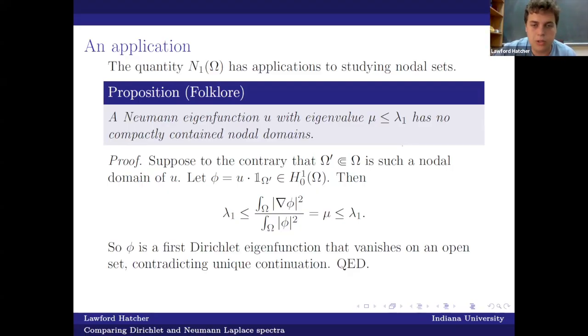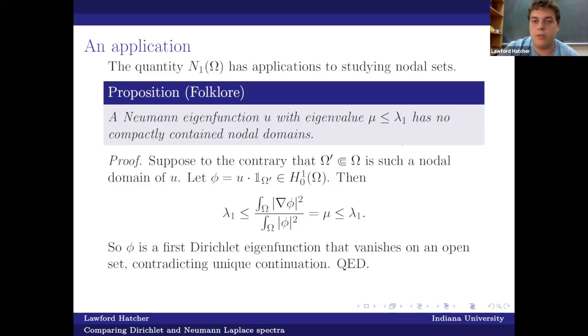And so in particular, what you get is that the first Dirichlet eigenvalue is at most the Rayleigh quotient of this function. But if you integrate by parts, you see that this Rayleigh quotient gives you exactly the Neumann eigenvalue that you started with, which we supposed was less than or equal to the first Dirichlet. And so when you put all this together, these inequalities turn into equalities.